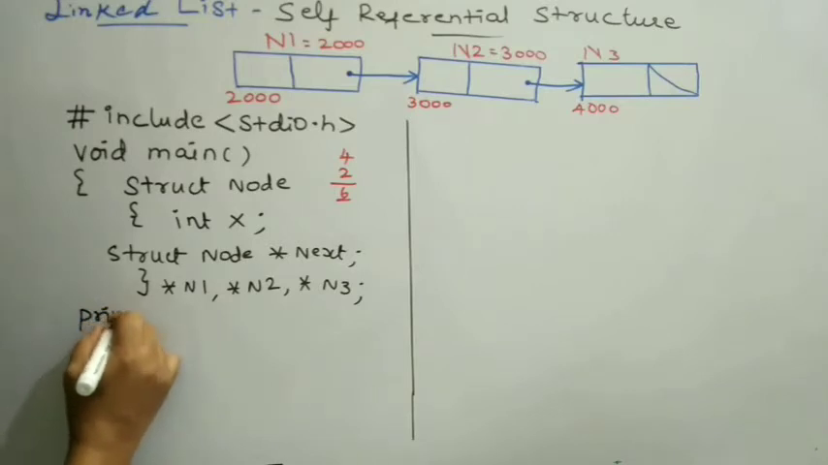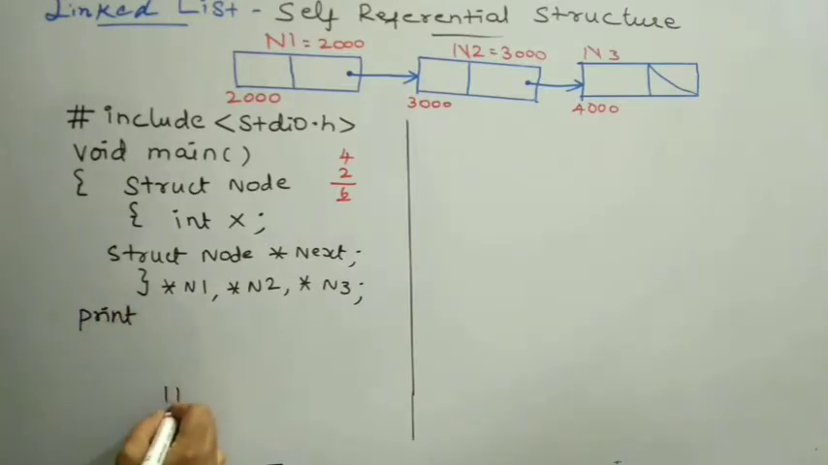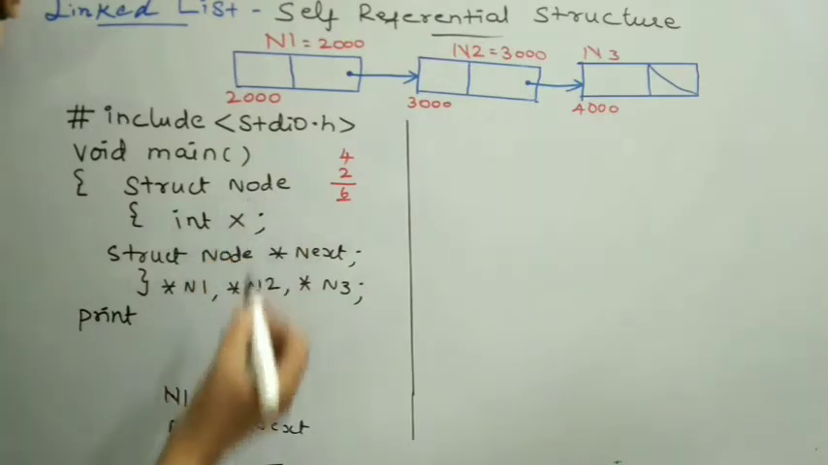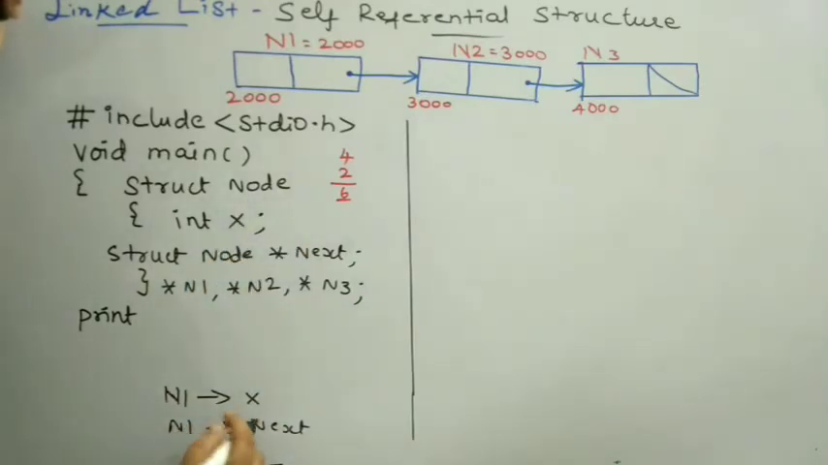I am prompting a message. If n1 is my node 1, it may access the data member x and n1 arrowhead next. Why I am using the arrowhead is that n1 is a pointer variable, so I am using this arrowhead operator. x and next are the two data members defined inside the node. I need to get a value for x from the user, and then I need to assign a value to this data member next.